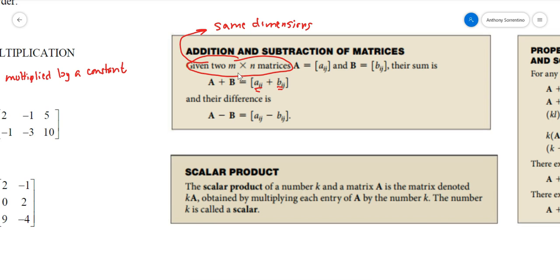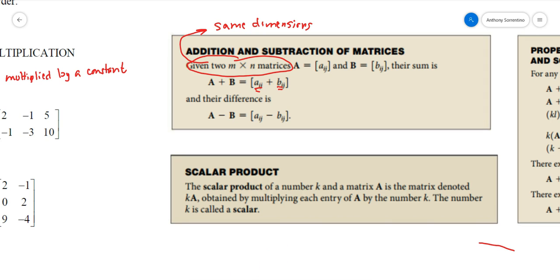So, I'm going to take the number in row 1, column 1, and add it to the number in row 1, column 1 of the other matrix. Same thing as we go along. It's pretty straightforward. And the scalar product, if I multiply a matrix times a constant, then every single number in that matrix gets multiplied by that constant. It's not a row operation, it's multiplying by a constant.